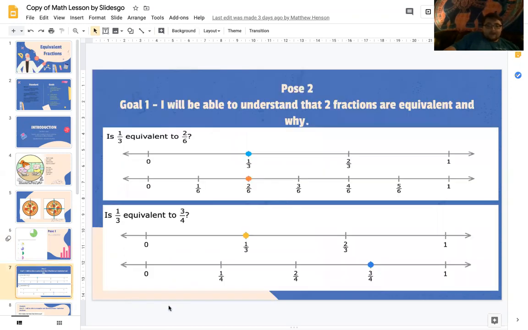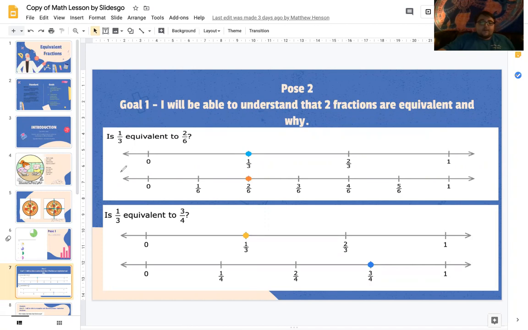Okay. So when we get to number lines, it's pretty simple as well. This is also understanding why two fractions are equivalent. So is 1/3 equivalent to 2/6? As you can see, 1/3 is here, 2/6 is the orange dot, and those are at the same point on a number line.